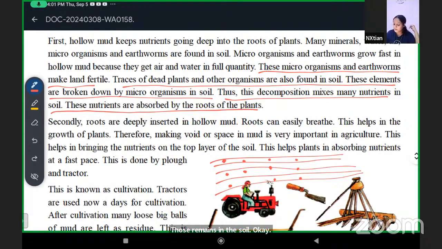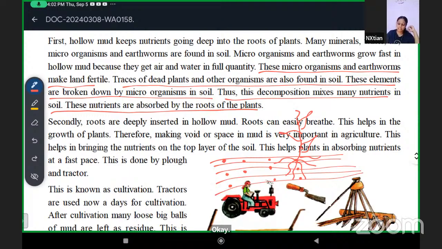Now, when the plant is planted here, the roots absorb those nutrients, and the plants get the nutrients. So this is why it is important to hollow the soil, to create the holes in the soil. I hope this first reason is clear.